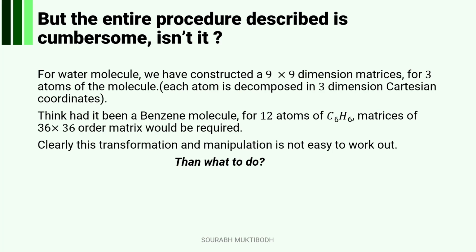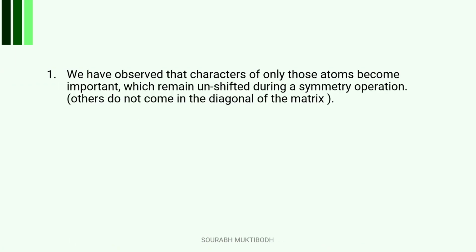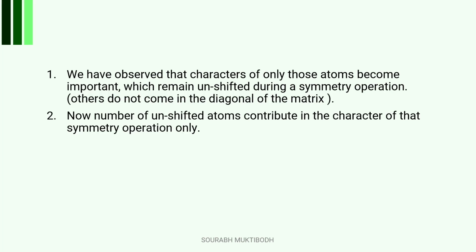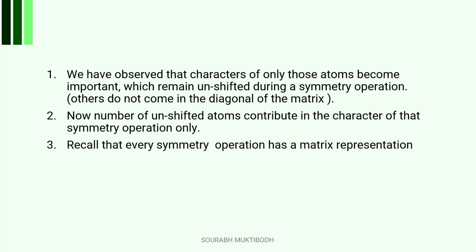Before going into the detail of that, just recall the facts. Number one, we observe that the characters of only those atoms become important which remain unshifted during the symmetry operations, because the others do not come in the diagonal of that particular matrix. The number of unshifted atoms contribute to the character of a symmetry operation only because the shifted elements are off diagonal. And recall that every symmetry operation has a matrix representation. So we'll go for the matrix representation of various symmetry operations and then proceed forward.